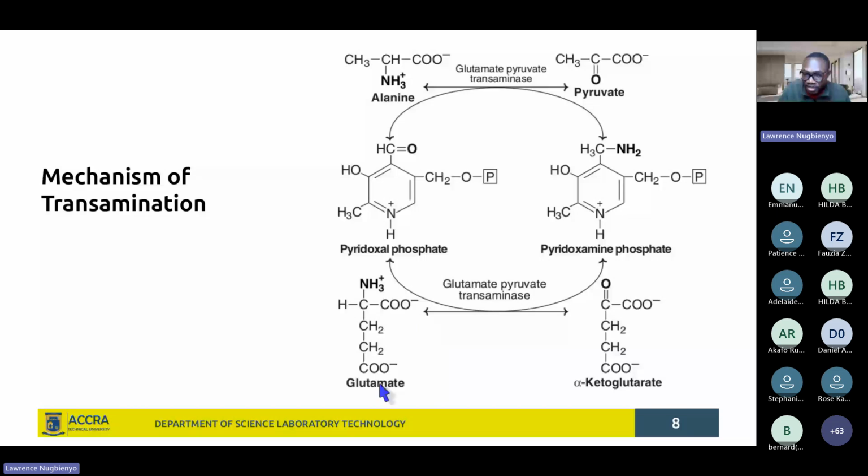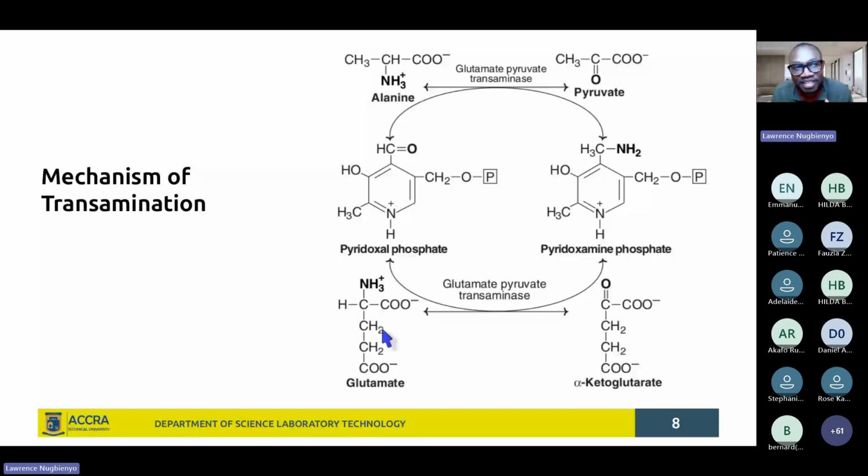So in place of that C double bond O on alpha ketoglutarate, you now have the amine group. It is the same reaction we are looking at, the exchange, except that this time around, we are looking at it with the participation of the coenzyme pyridoxal phosphate, which means pyridoxal phosphate is that part of the enzyme which is receiving the amine group. So first it receives the amine group before it transfers it onto alpha ketoglutarate to form glutamate, glutamic acid.